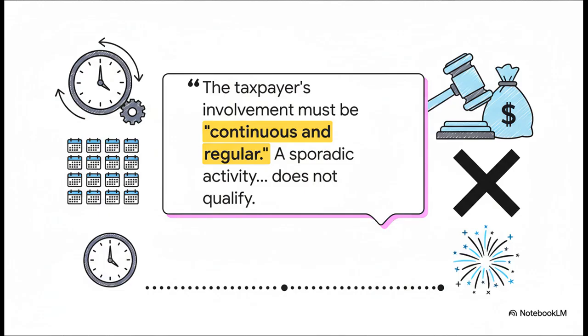The court made it crystal clear: for an activity to be a trade or business, the taxpayer's involvement has to be continuous and regular. Well, a lawsuit is basically the opposite of that. It's a one-time sporadic event. I mean, think about it. Is your client in the business of filing lawsuits? Probably not. So receiving a single settlement just doesn't meet that Groetzinger standard.